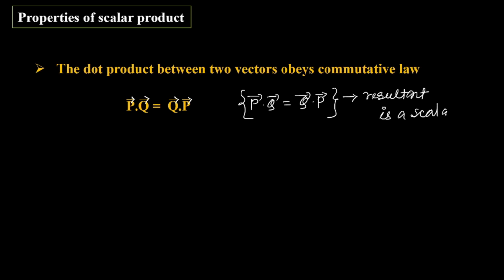Okay, there is no matter of direction here, just the resultant is a scalar. So P dot Q or Q dot P, there is no matter. Okay, so that's why it is called the commutative law.